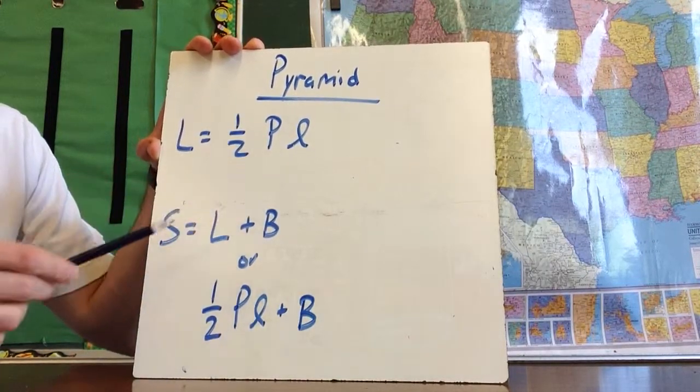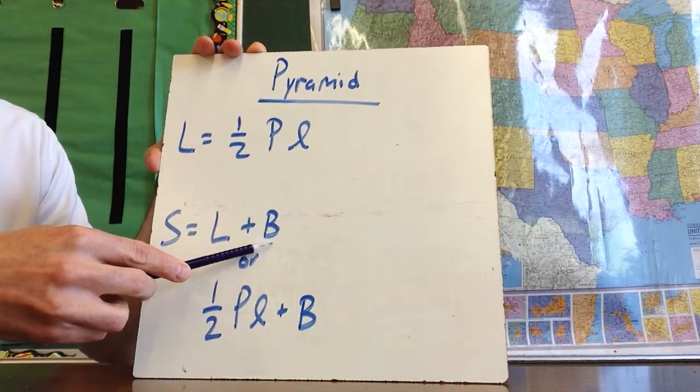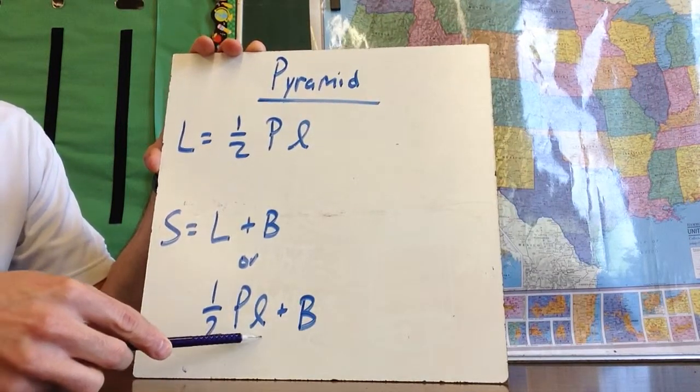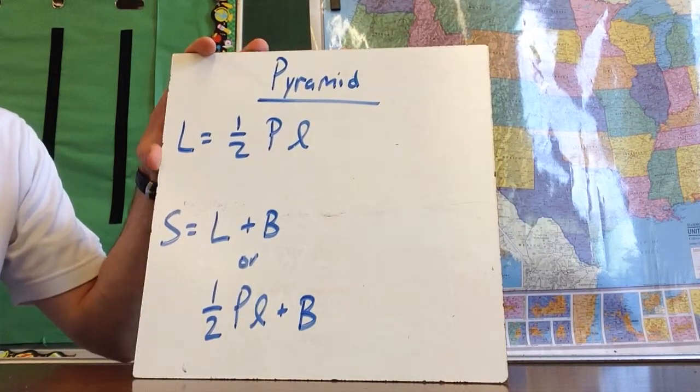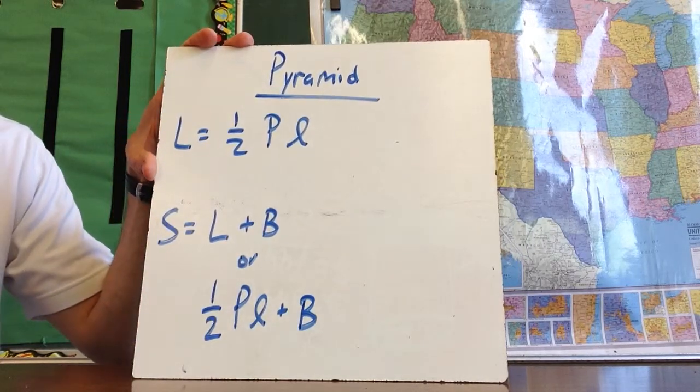If you think about a pyramid, it's the slant length of the pyramid. And then the surface area is the lateral area plus the area of the base. In other words, it's 1/2 times the perimeter of the base times the slant length plus the area of the base. So that's for a pyramid. You may want to pause the video and write down this formula.